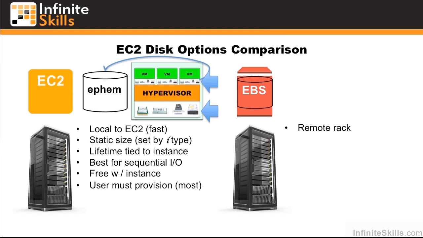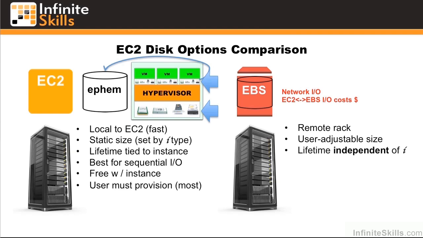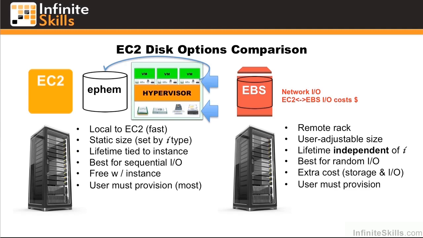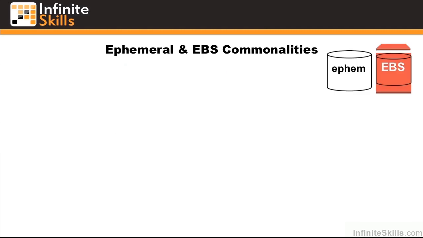The EBS, in contrast, exists in a remote rack, which means that there's network I/O between the EC2 instance and the EBS volume. This network I/O is charged. The size of each EBS volume is adjustable. Its lifetime is independent of the instance itself. It's best for random I/O. It does have extra cost associated with it for both storage and I/O into and out of the EC2 instance. The user again has to provision this disk, but this disk allows for snapshots, and it also allows for provisioned I/O. One thing to think about, you would think that the EBS volumes are overall slower since they exist in another rack, but because these EBS volumes are so fast, they're actually comparable, in many cases faster, than the EC2 instance store.